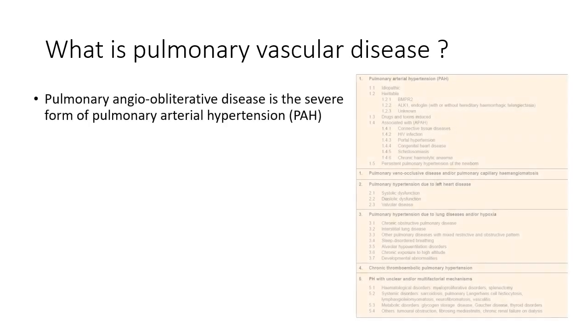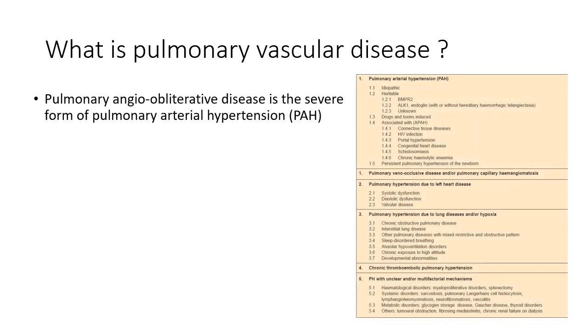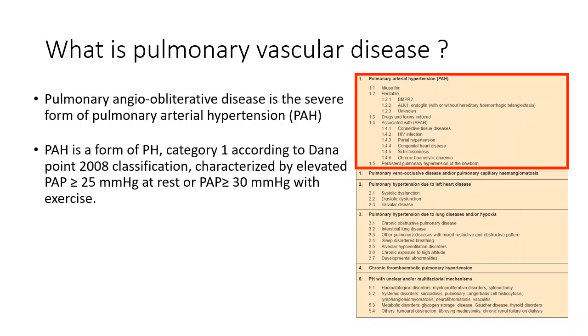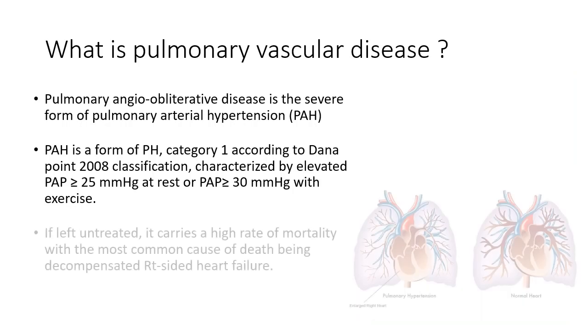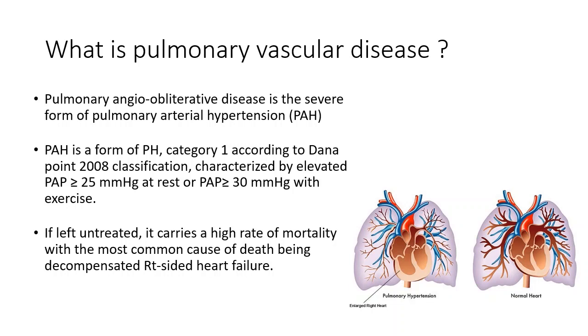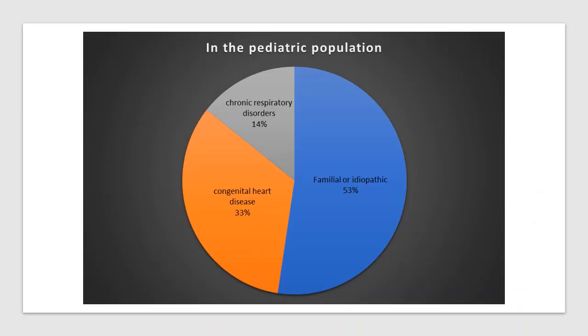Alright, so pulmonary angio-obliterative disease is the severe form of pulmonary arterial hypertension, where pulmonary arterial hypertension is a form of pulmonary hypertension and is categorized as class 1 according to the Dana Point classification. If left untreated, it carries a high rate of mortality, with the most common cause of death being cor pulmonale or decompensated right-sided heart failure. The familial or the idiopathic types are the most common forms in the pediatric population, where congenital heart diseases place second among the causes and chronic respiratory disorders place third.